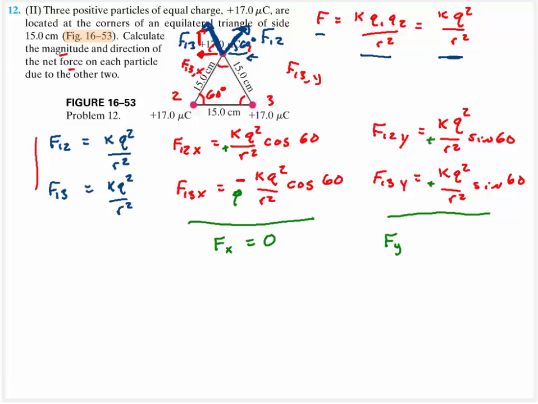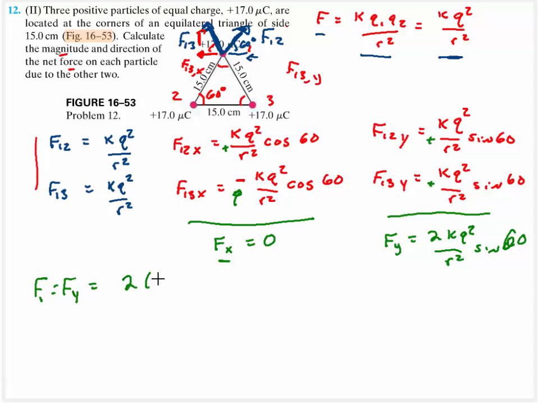That tells me that the force in the y direction is simply going to be 2 kq squared divided by r squared times the sine of 60 degrees. Now it's a simple matter of saying that the net force is simply going to be the force in the y direction. So I've gone ahead and said there's no force in that direction.